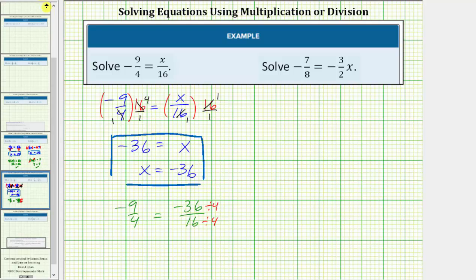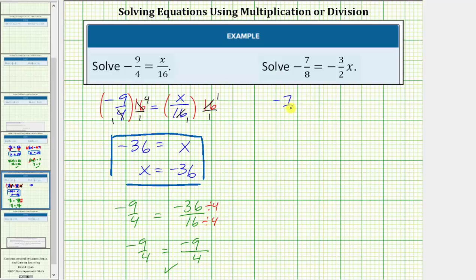So we have negative 9/4 equals negative 36 divided by 4, which is equal to negative 9. 16 divided by 4 is equal to 4. And notice how we have negative 9/4 equals negative 9/4, which is true, verifying the solution is correct. And now let's look at the second equation.